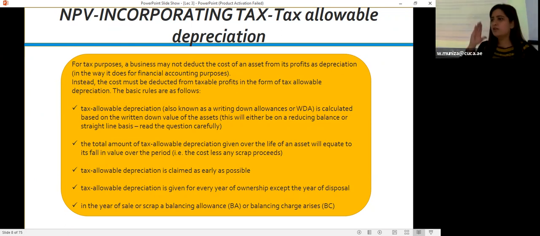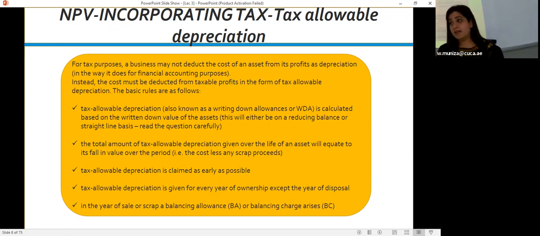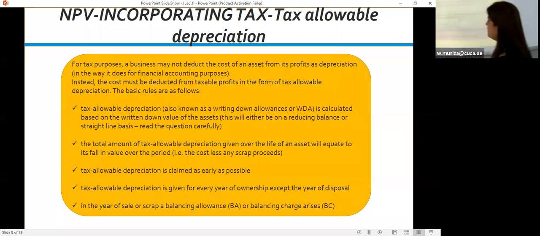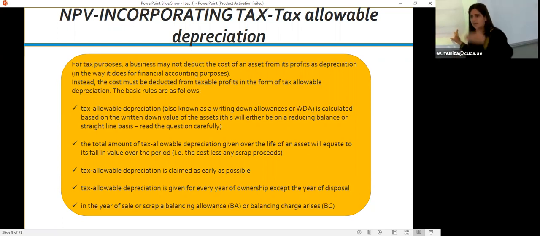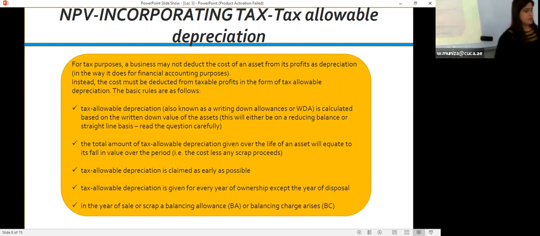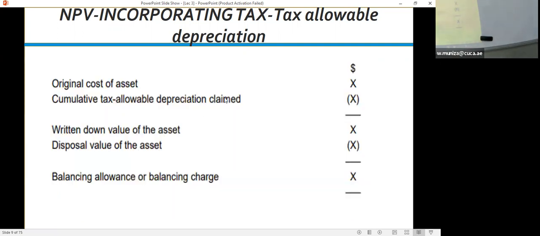Tax allowable depreciation is claimed as early as possible. So you are going to consider it in the year in which the taxation is being calculated. In the same year, you are going to consider the tax relief, the tax allowable depreciation also. Tax allowable depreciation is given for every year of ownership except for the year of disposal. This is the taxation rule. Instead of the year of disposal, in the other years you are going to take the tax allowable depreciation. And in the year of sale, a balancing allowance or balancing charge arises. How is it going to be calculated? We are going to discuss it in our practical question.